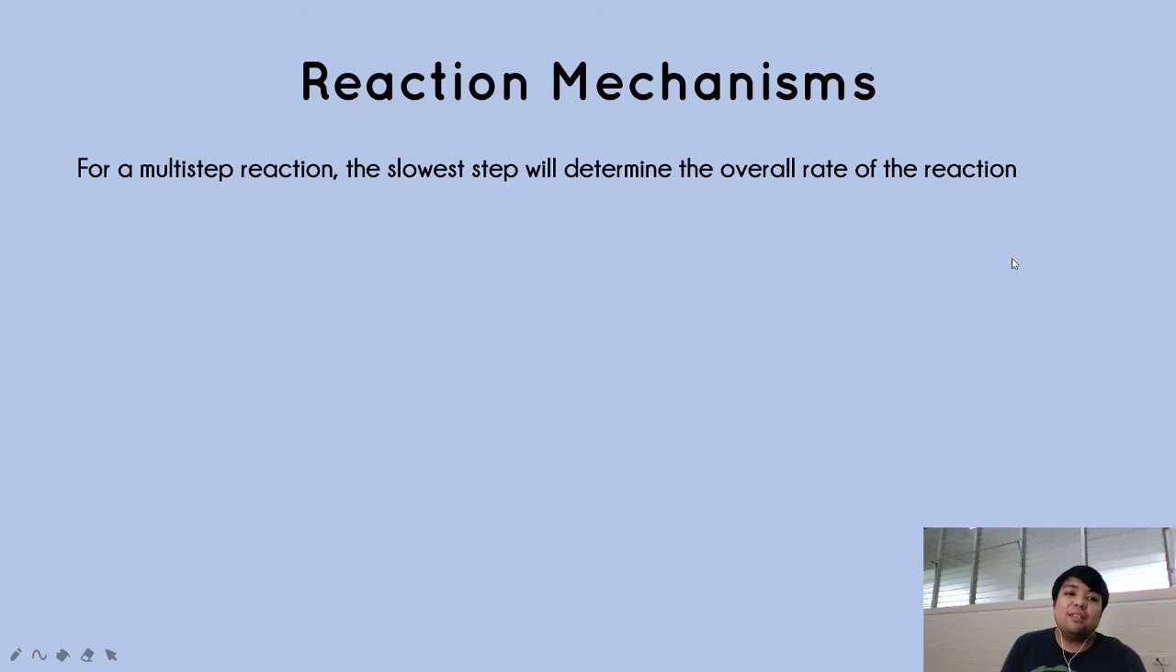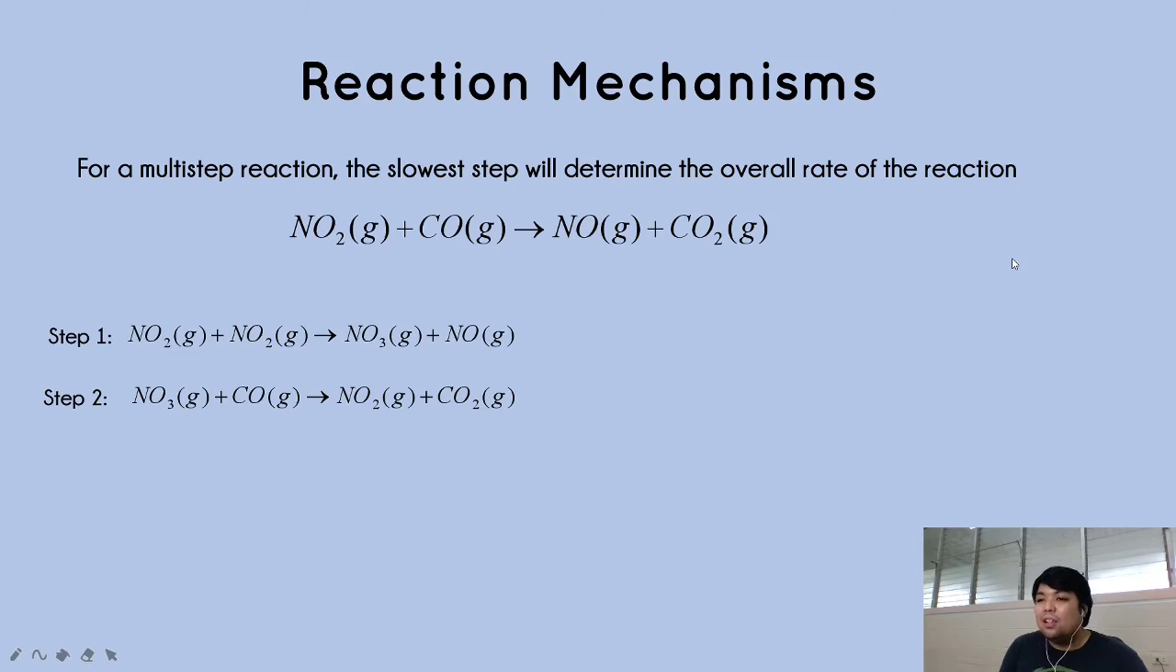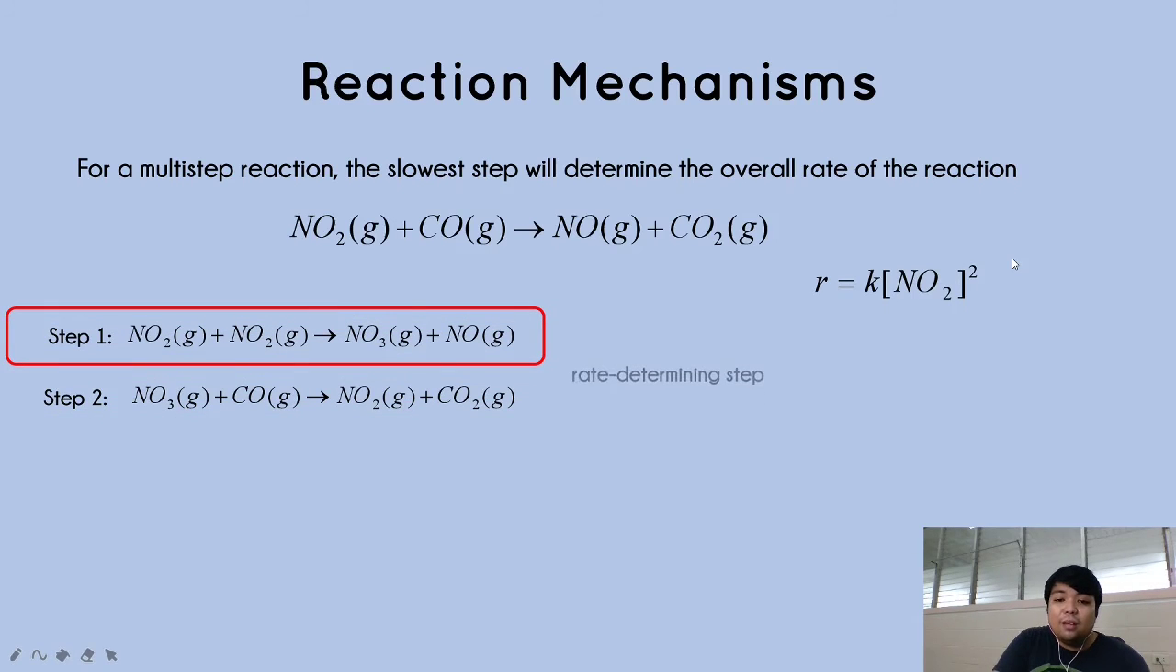Now for the multi-step reaction, the slowest step will determine the overall rate of the reaction. Thus, the rate law of the slowest step will be the rate law of that reaction here. So that means this is the slowest step in the reaction, or your rate determining step. So why do we choose the slowest step?